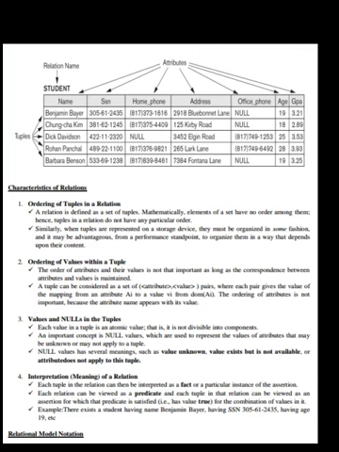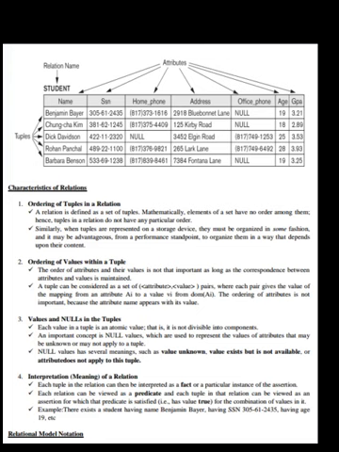Values and nulls in the tuple. Each value in a tuple is an atomic value, that is, it is not divisible into components. An important concept is null values, which are used to represent the values of attributes that may be unknown or may not apply to a tuple. Null values have several meanings, such as value unknown, value exists but is not available, or attribute does not apply to this tuple. Interpretation, meaning of a relation.